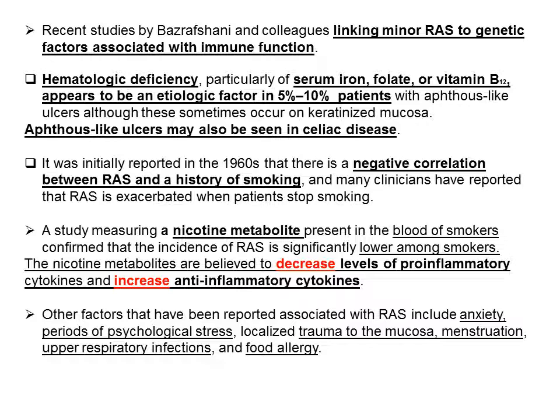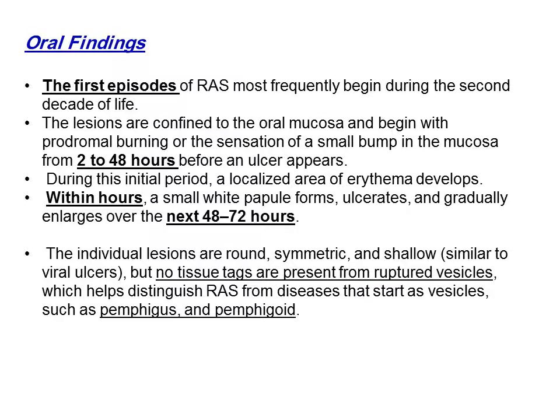Okay. Also, there is an association between anxiety, psychological stress, localized trauma, menstruation, upper respiratory tract infection, and also food allergy. All these factors may be associated with recurrent aphthous stomatitis. What is the oral finding of recurrent aphthous stomatitis? It is mostly seen in the second decade of life.